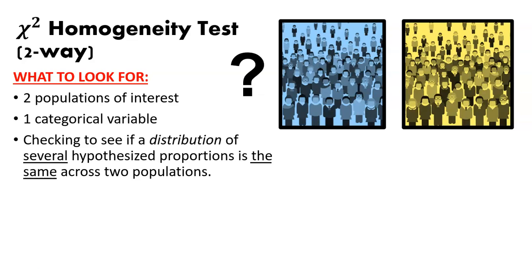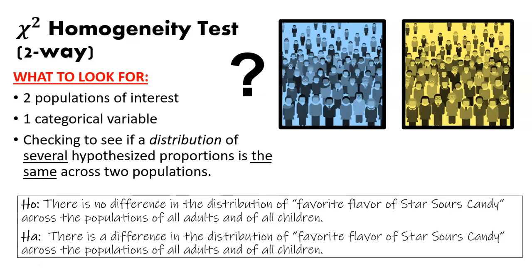A chi-squared homogeneity test is one of the two-way tests. One of the things you want to look for is that there are two populations of interest and still just one categorical variable. What we're looking for is whether the distribution of the proportions of that variable is the same across the two populations. Like saying there's no difference in the distribution of favorite flavor of Star Sours candy, from our example yesterday, across the populations of all adults and of all children.